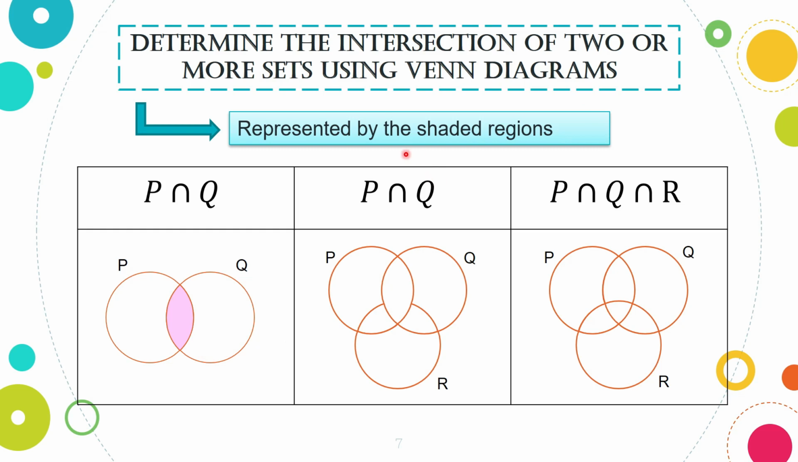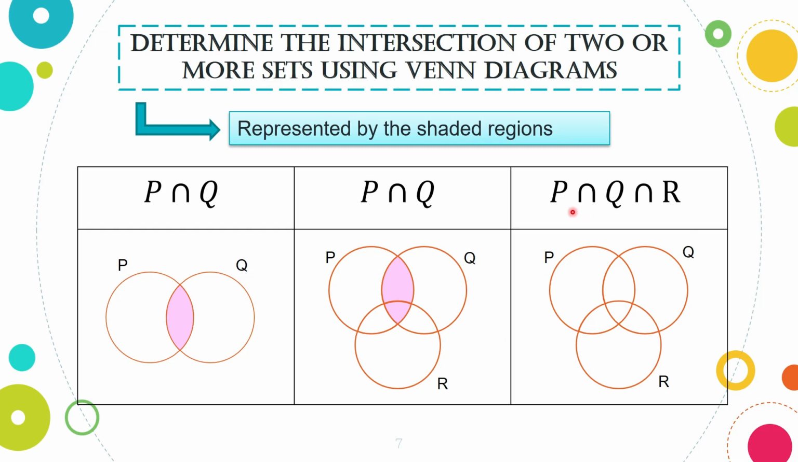Okay, for the second column, P intersect Q. Okay, this is the Venn diagram. For example, this is the Venn diagram. The region that is being shared in this Venn diagram is this one, this part, because it contains the same elements from set P and set Q.